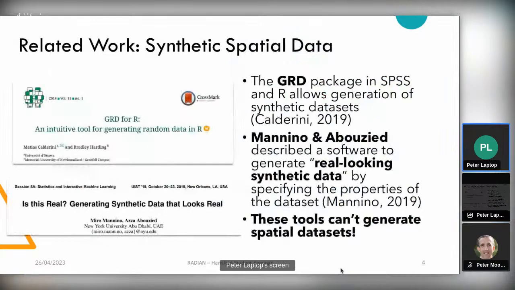So a quick look at some background work. Some packages already exist for creating random data. The GRD package in SPSS and R allows for this, and there's some work there on specifying real-looking synthetic data by giving some different properties to the data set. But there was a gap in terms of generating spatial data sets.